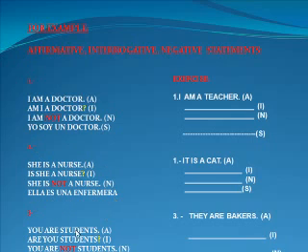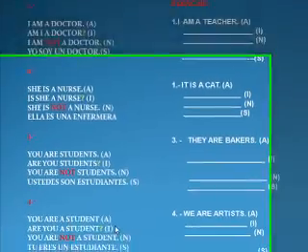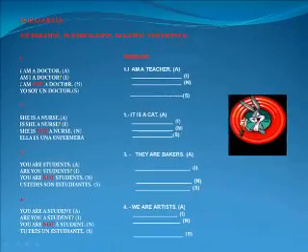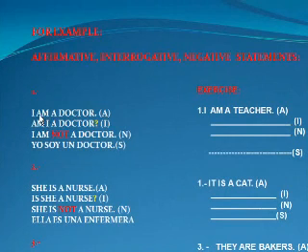You are students. Are you students? You are not students. Ustedes son estudiantes. You are a student. Are you a student? You are not a student. Tú eres un estudiante. Queridos estudiantes, por favor, mirar el ejemplo del orden que mantiene cada statement, cada estructura.